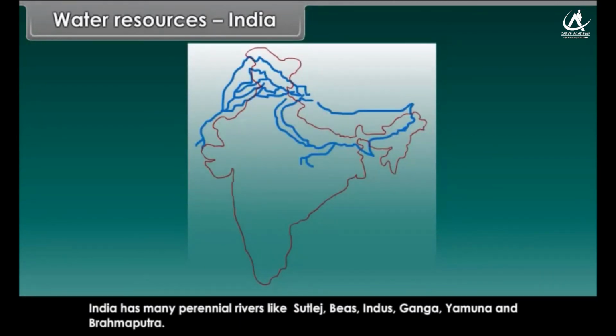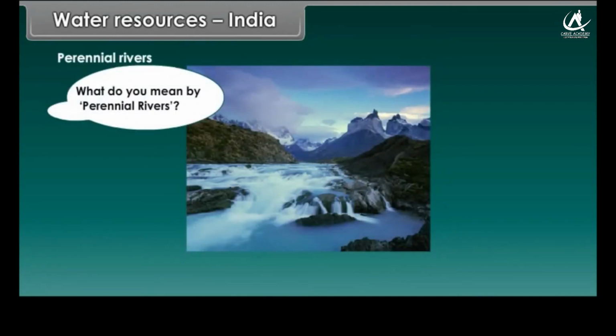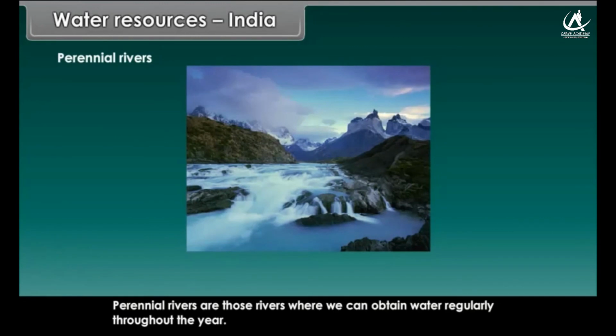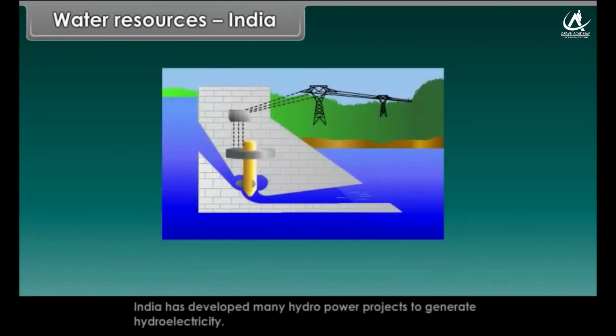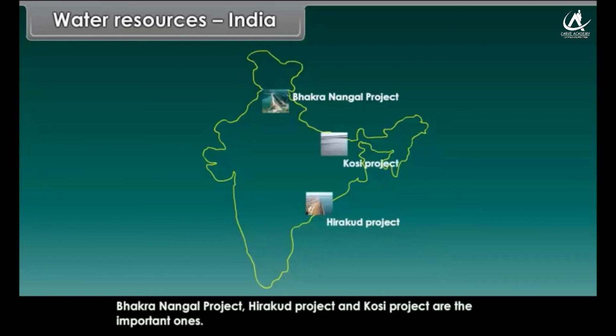India has many perennial rivers like Satluj, Beas, Indus, Ganga, Yamuna and Brahmaputra. Here we came across perennial rivers. What do you mean by perennial rivers? Perennial rivers are those rivers where we can obtain water regularly throughout the year. India has developed many hydropower projects to generate hydroelectricity, of which Bhakra Nangal project, Hirakud project and Kosi project are the important ones.